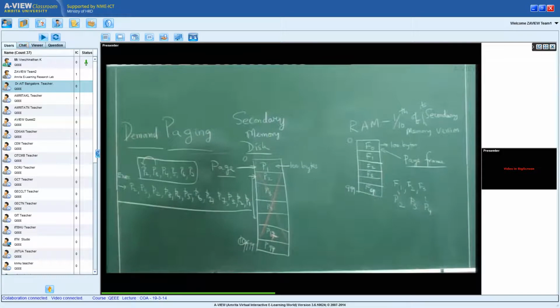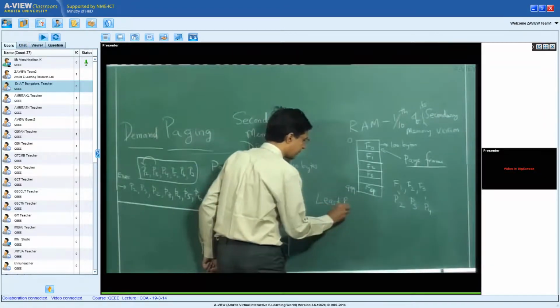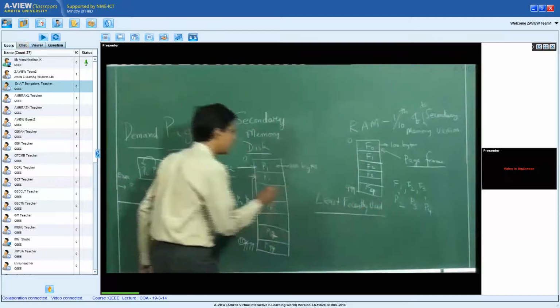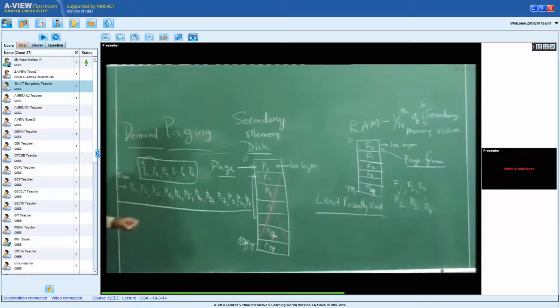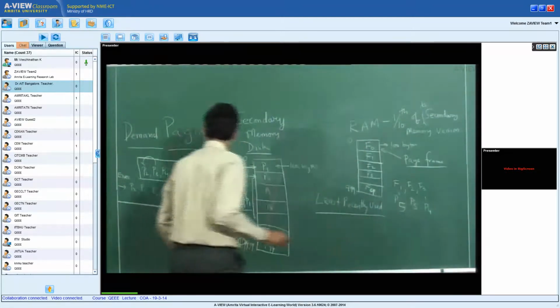So how will it replace? Now it has different replacement policies, it will go and find out which was least recently used. So if you carefully look at the sequence, when I am reaching P5, P4 was used before, P3 was also used, P2 was the least recently used. So now P2 gets replaced by P5.